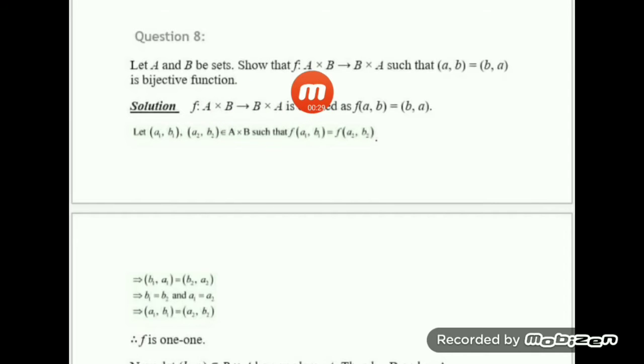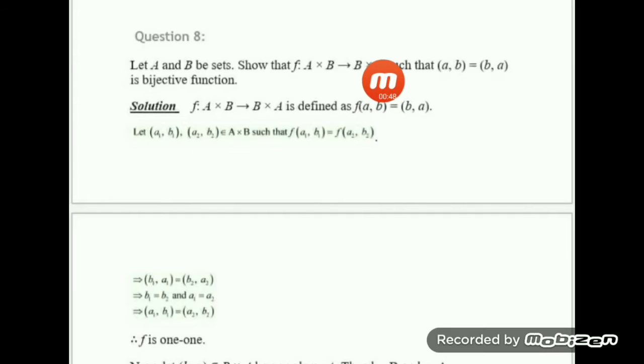So your question is, f is a function from A cross B to B cross A. That means f is a function from the Cartesian product of two sets A and B to the Cartesian product B cross A. That means the order is changed here. The positions of A and B are changed.